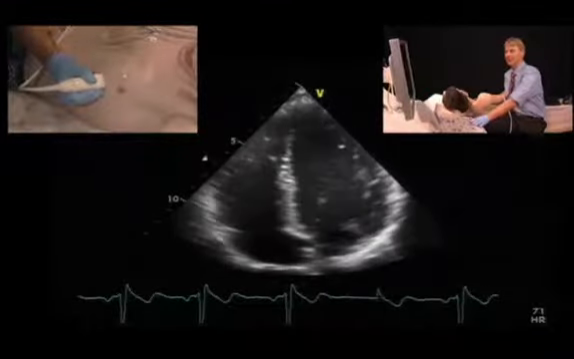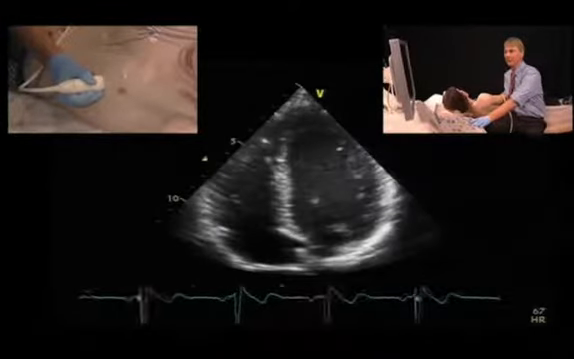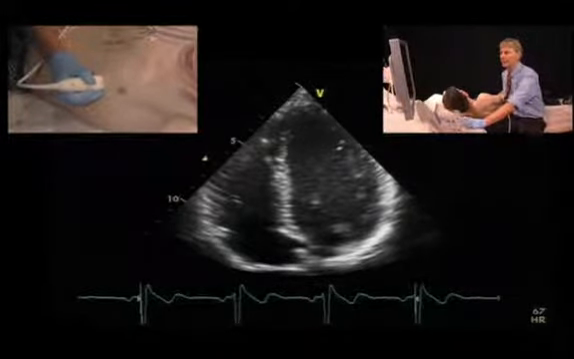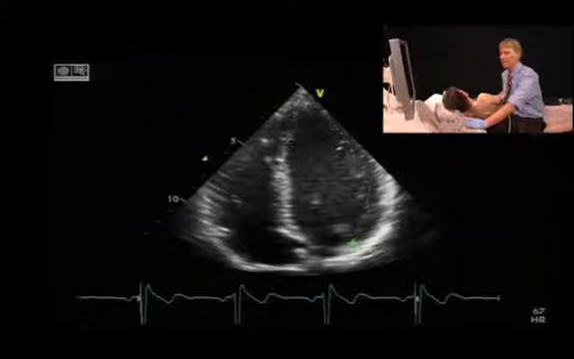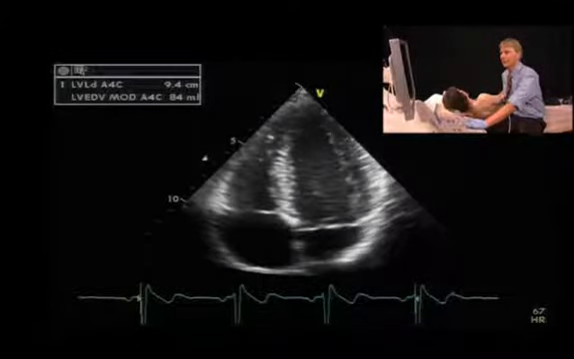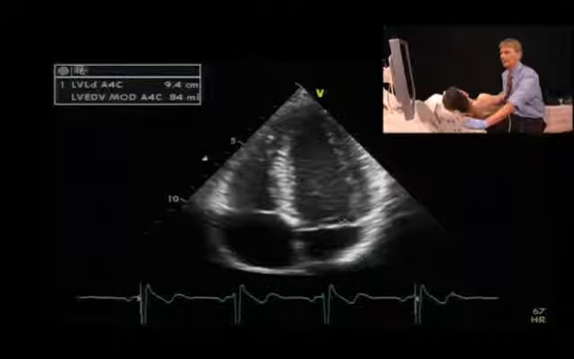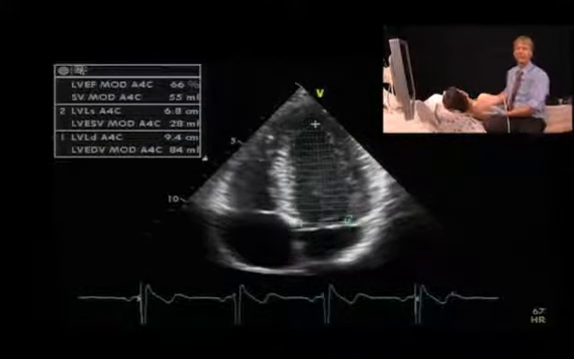To quantify left ventricular function with the biplane Simpson method, you need a good 4-chamber view. And we do the same thing as we would to quantify the volume. We trace the endocardial surface, omitting the papillary muscles. And we do the same thing for systole. Okay, systole, it's usually easier to track the endocardial surface. And we get an ejection fraction of 66, which is normal.